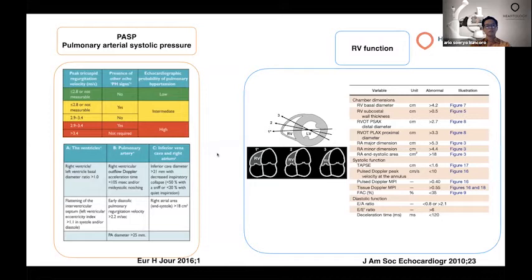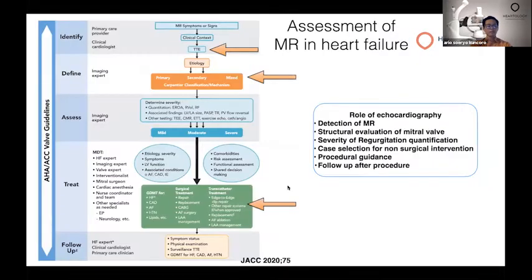this is the way how to measure the pulmonary arterial systolic pressure and how to measure the right ventricle function using echocardiography. And I have to mention the assessment of mitral regurgitation in patients with heart failure, because it's also very important. We all know that it sometimes comes with heart failure primarily caused by the mitral regurgitation, but the mitral regurgitation can also occur secondary to left ventricle remodeling, and that is what we call secondary mitral regurgitation.